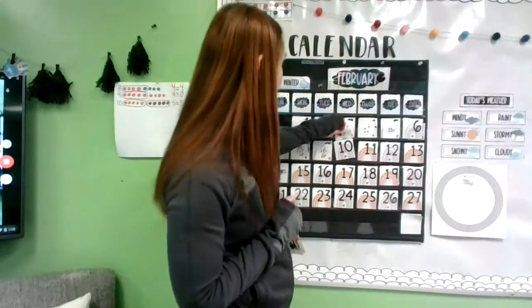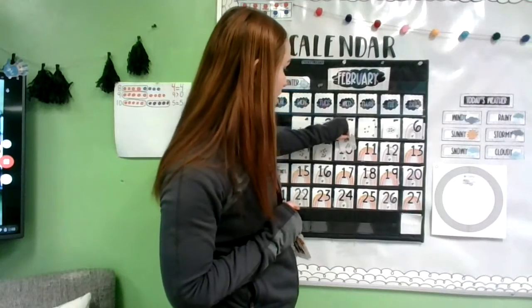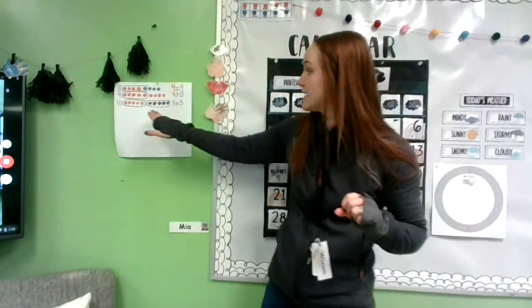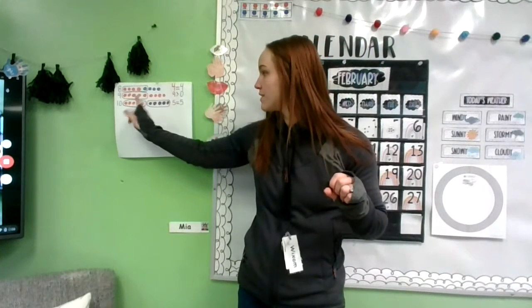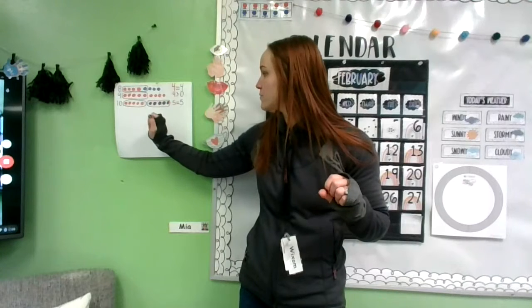And we will continue to keep track of all of the information on our graph. And I see that I have 2 groups of 5. One of my groups of 5 is red. One of my groups of 5 is blue. And our math sentence says 5 is equal to 5.